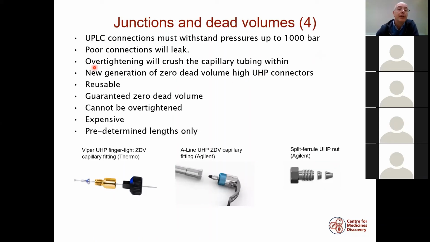So what's happened is there is now a new generation of zero dead volume, high pressure connectors. And I'll give you some examples here. They are reusable. They guarantee there is zero dead volume. You cannot over tighten them. They tend to be quite expensive and they come in fixed lengths, but this is the way to go. I wouldn't really recommend learning the skill of making these junctions yourself. Much better to buy these. This is my favorite. This is a Viper made by Thermo, but there are others made by other companies.